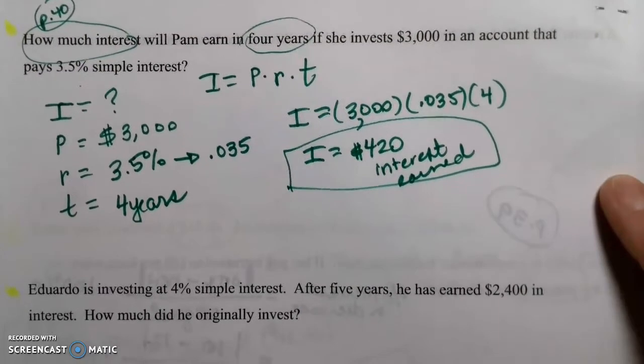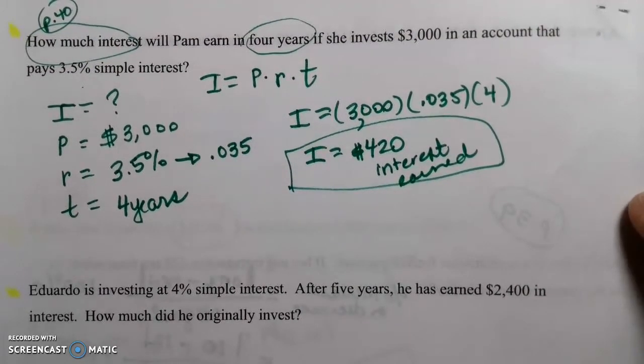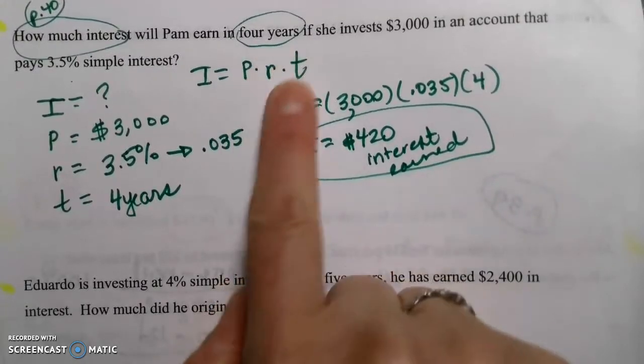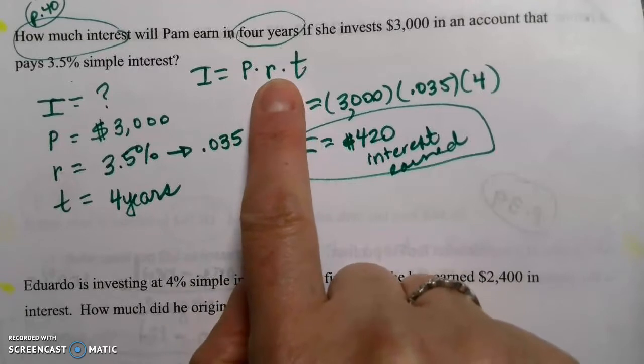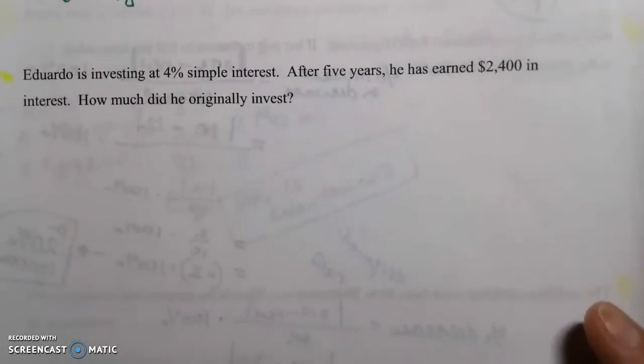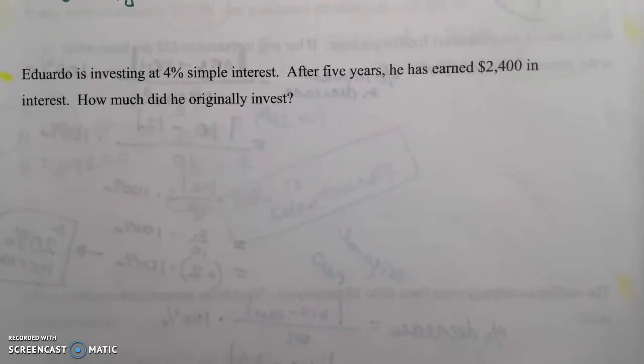The one that's not quite as straightforward, it ends up being a two-step equation, is the next one where we don't know one of the variables on the right-hand side. So when the unknown is over here, we do have to do an additional step. So let's look at that. Eduardo is investing at 4% simple interest. After 5 years, he has earned $2,400 in interest. How much did he originally invest?